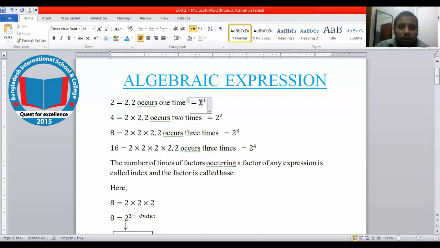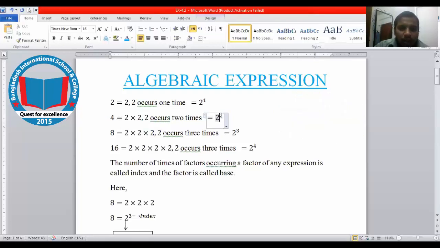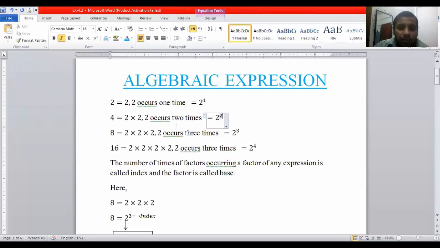2 occurs one time. Similarly, when 4 is equal to 2 into 2, that means 2 occurs 2 times. We write 2 occurs 2 times. That means 2 is the factor and this 2 is the number of occurring, the number of times of occurring.